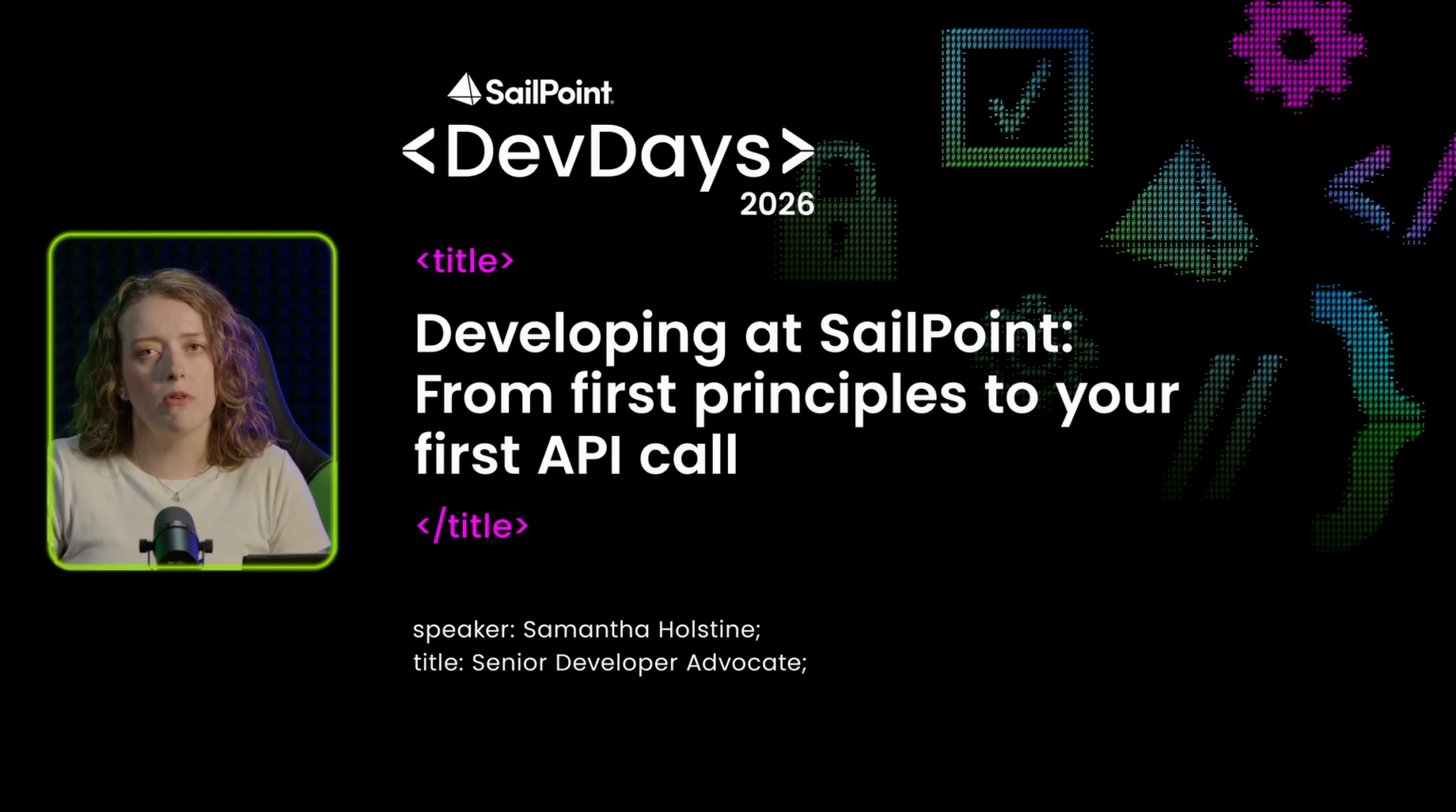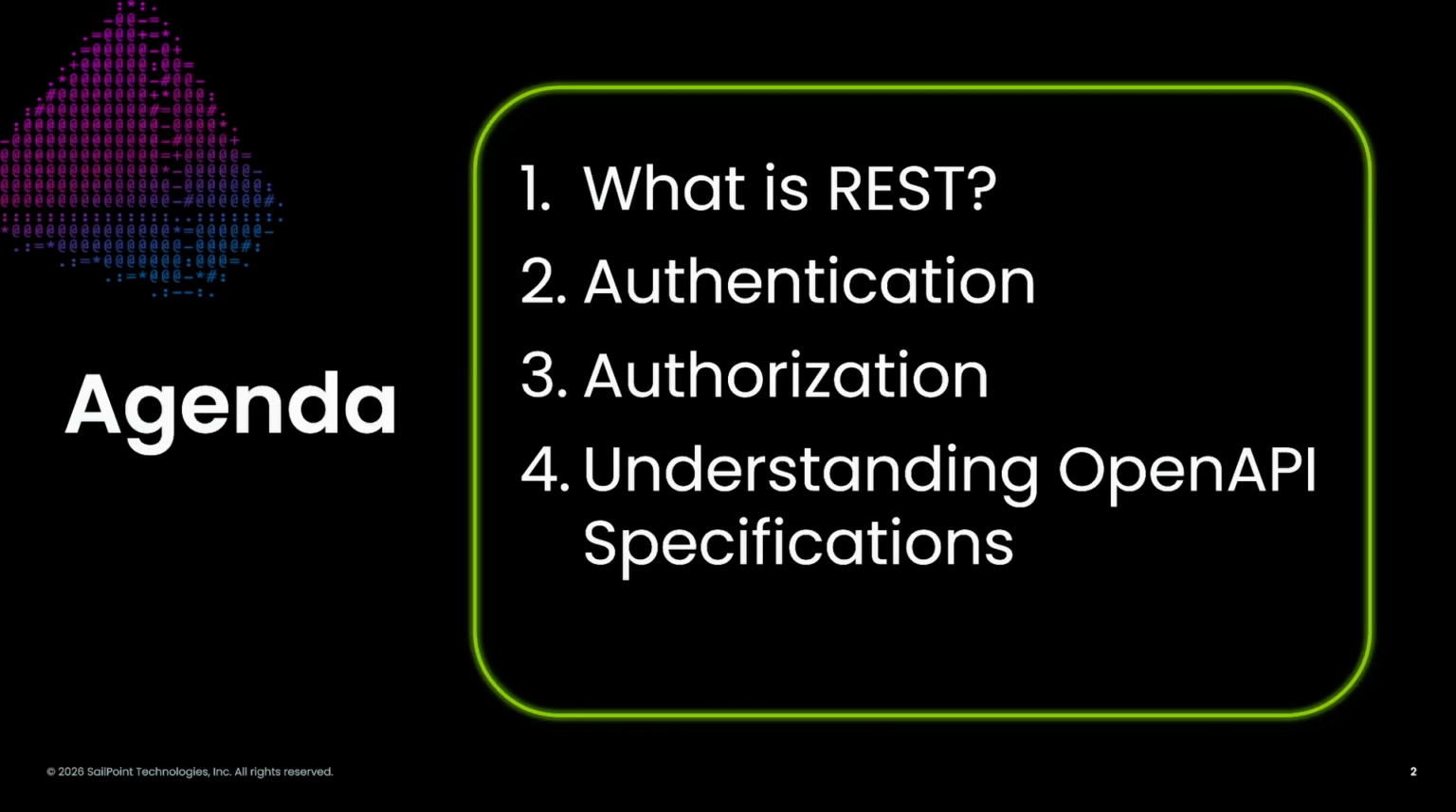And today we are going to learn all about APIs and how to use them in Identity Security Cloud. So here's what we're covering today. We're going to start off with what REST actually is. It's that foundation everything else builds on. Then we're going to move over to authentication, how you prove who you are. Next is authorization, what you're actually allowed to do once you're in. And then finally, how to read the OpenAPI documentation and actually make your first API call. So let's jump into it.